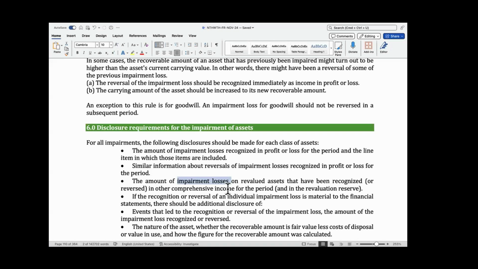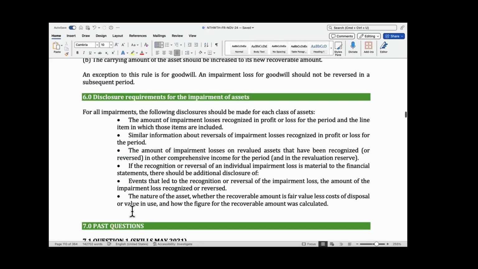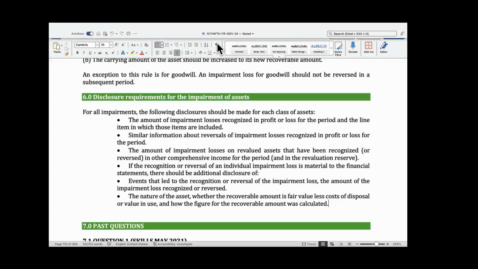of an impairment loss that is material, you need to disclose that and explain the events that led to the reversal and also the nature of the assets. All that has to be clarified. So these are disclosure requirements for an impairment loss. And that is it for impairment loss.